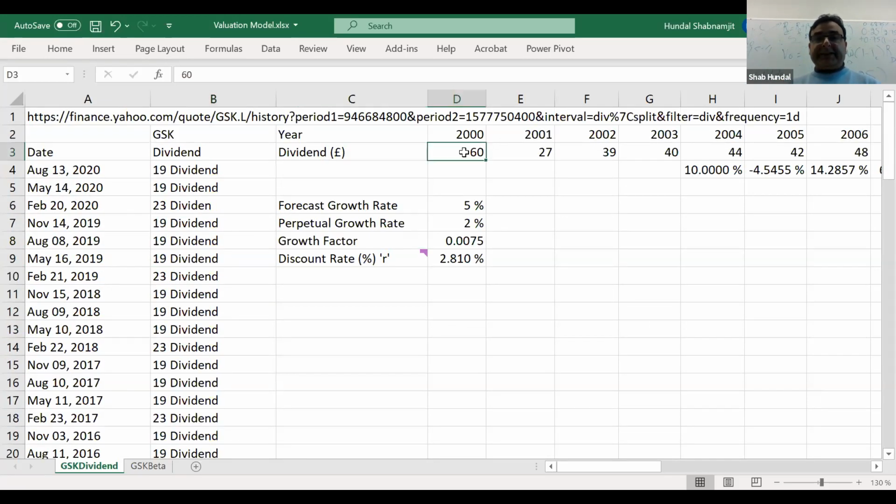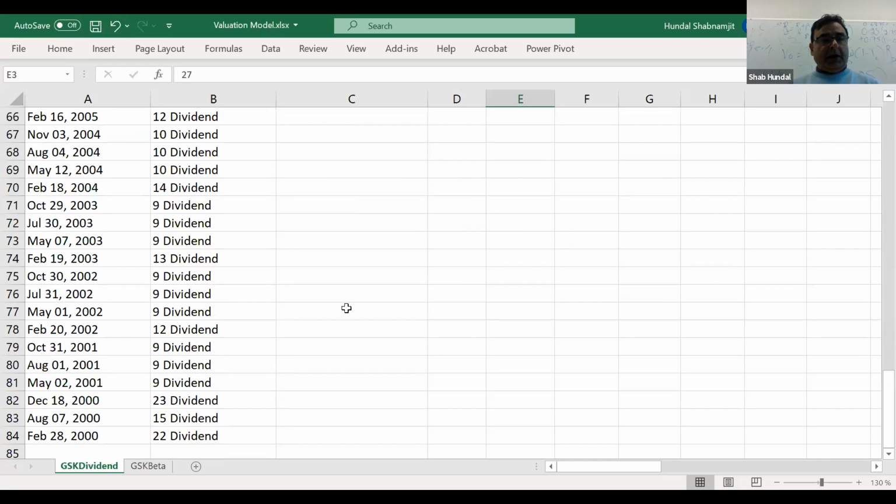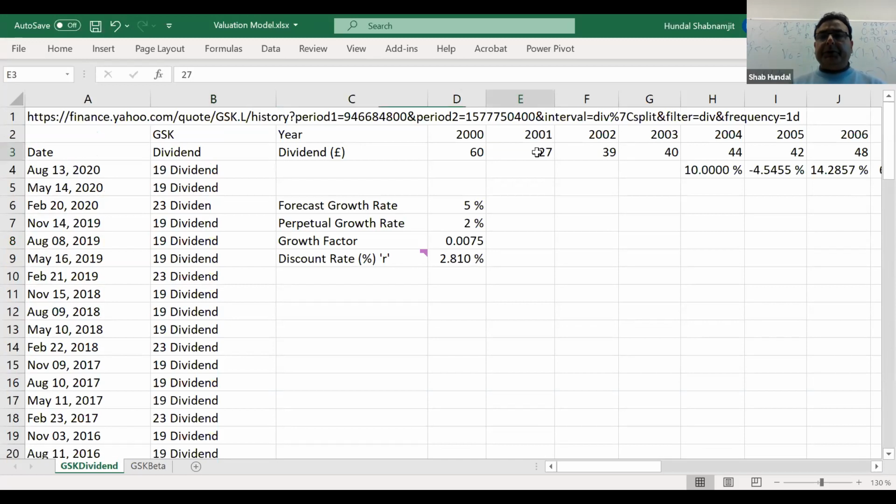So in 2000 they paid 60, but in 2001 they only paid 27. Maybe 2001 was not a good year for the company. You can see here, for example, it's 27. Well, they paid 9, 9, and 9. So 27, what can we do? We have to believe what they do. And so on and so forth. We have data of dividends for each year.